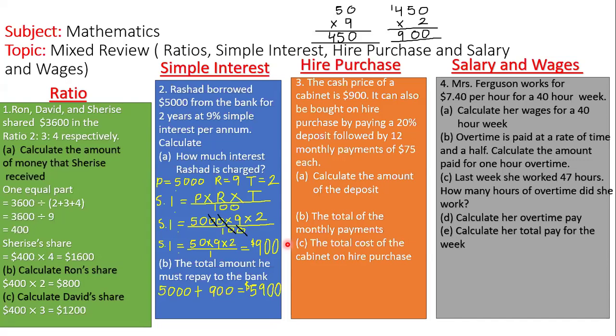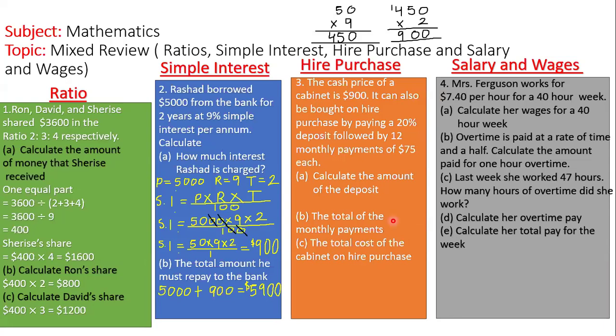Okay, now let's move on to the next one. Go ahead, Amia, read number 3, the cash price. The cash price of a cabinet is $900. It can also be bought on hire purchase by paying 20% deposit, followed by 12 monthly payments of $75 each. Read A, B, and C too. A, calculate the amount of the deposit. B, the total of the monthly payments. And C, the total cost of the cabinet on hire purchase.